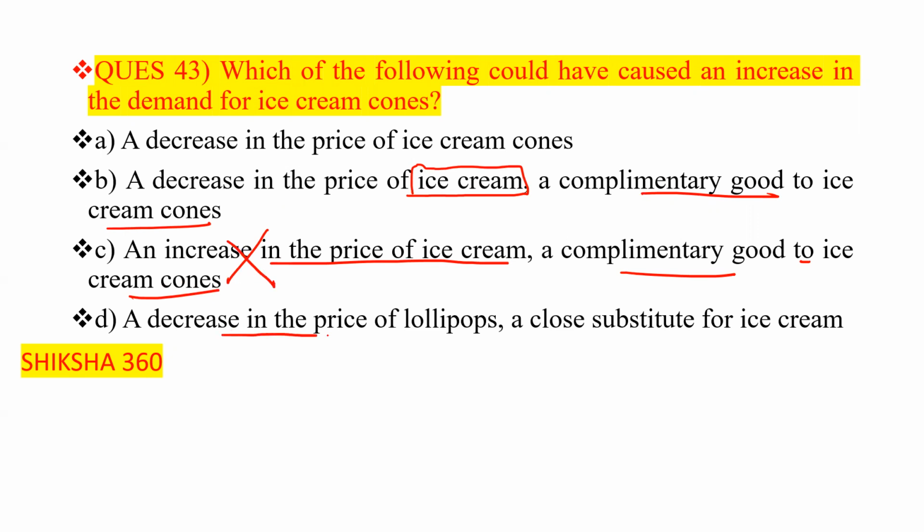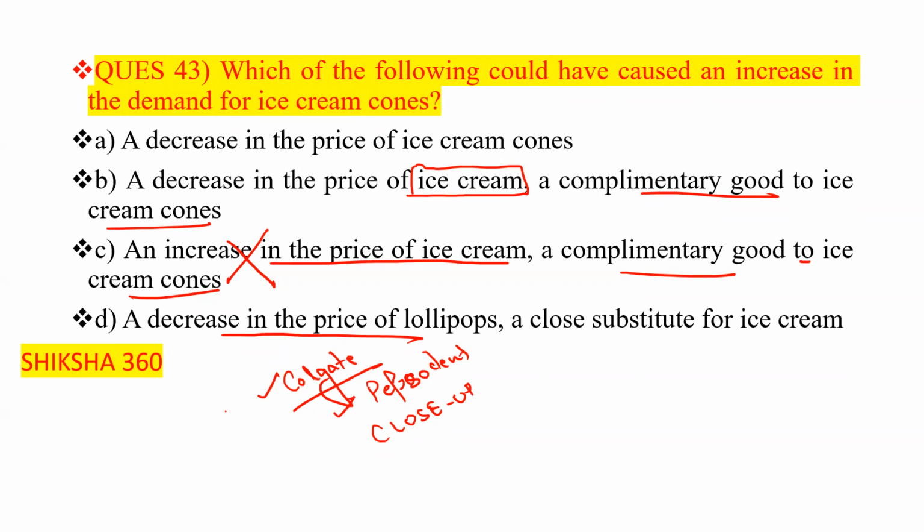Next is a decrease in the price of lollipops, a close substitute for ice cream. If it is a close substitute and there is a decrease in the price of lollipops, people will prefer lollipops over ice cream. Like with two toothpastes, Colgate, Pepsodent, or Close Up. All are toothpaste. If the price of one is rising, people will prefer the other.